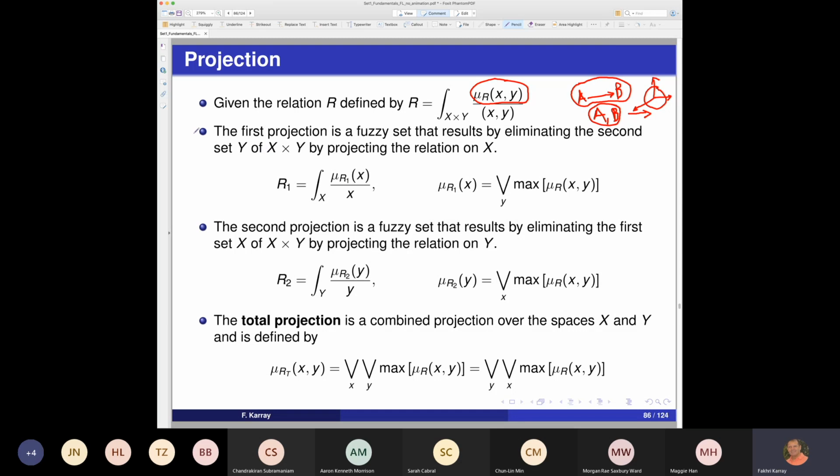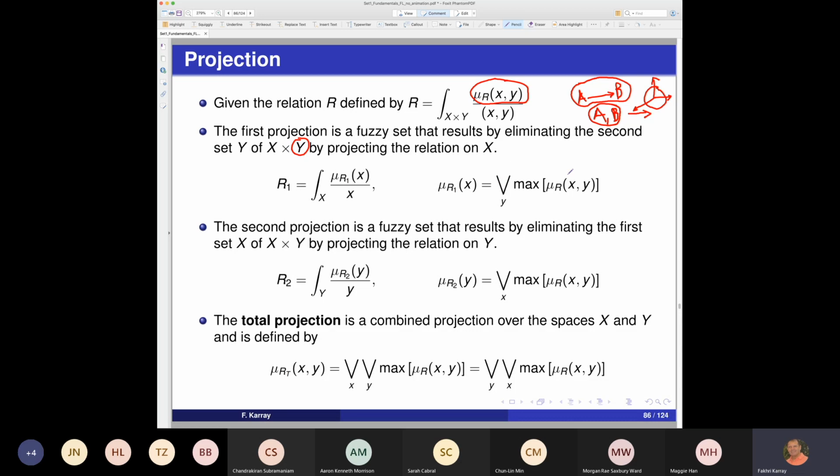And by the way, in my textbook, in chapter 2 that I have posted in the lecture, you have many examples and more details on these particular types of slides. So the first projection is a fuzzy set that results by eliminating the second set, y, of (x, y). So when we say we are projecting a fuzzy set onto x, it means that we are taking the y out of that particular type of relation.